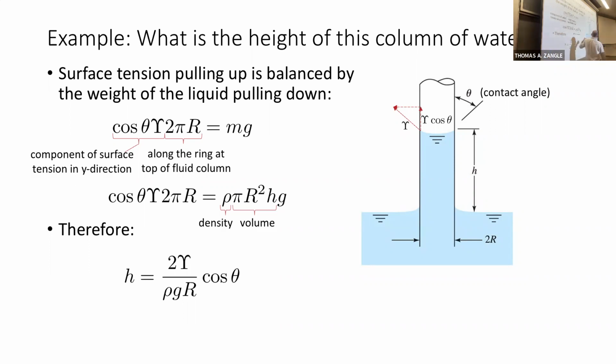So we used what we know about surface tension to solve this fluid statics problem and answer the question of where, if we put a column or a tube into water, for example, how high does the column reach? Right, it depends critically, for example, on the radius of the tube.